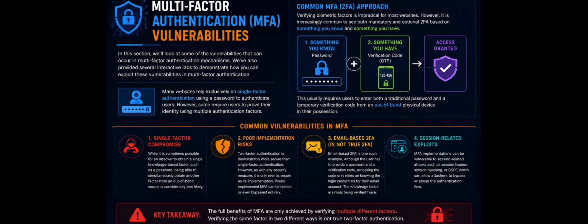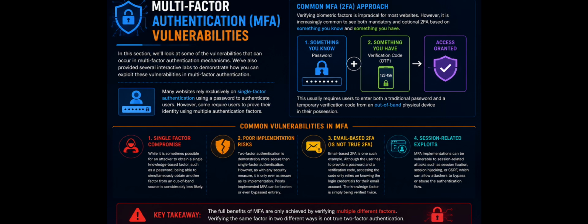Although the user has to provide a password and a verification code, accessing the code only relies on them knowing the login credentials for their email account. Therefore, the knowledge authentication factor is simply being verified twice. Verifying biometric factors is impractical for most websites. However, it is increasingly common to see both mandatory and optional two-factor authentication, 2FA, based on something you know and something you have. This usually requires users to enter both a traditional password and a temporary verification code from an out-of-band physical device in their possession.